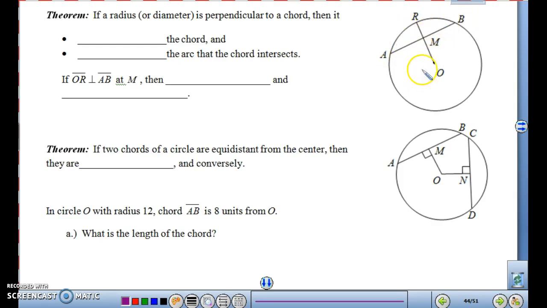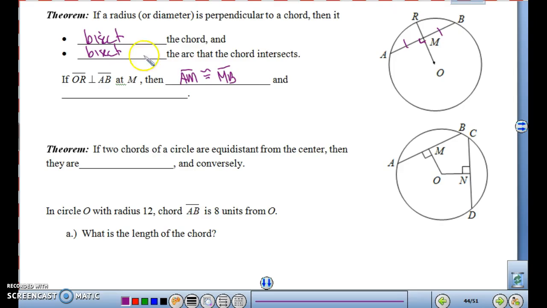All right? So if OR is a radius and AB is a chord, and if they're perpendicular, two things happen. The radius will bisect the chord and also bisect the arc the chord intersects. So when this radius goes through the chord perpendicular, if OR is perpendicular to AB at M, then two things happen. It bisects the chord. So that means that AM will be congruent to MB. This will be congruent to this because the radius will bisect the chord.